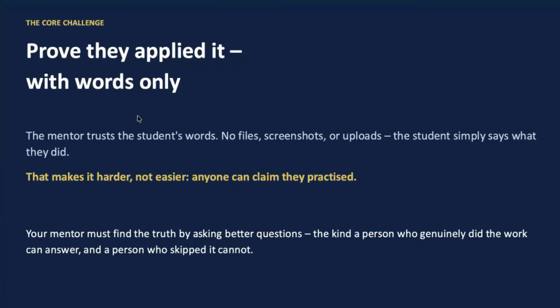Prove they applied it with words only. So we don't want any files again. No files, no screenshots, no uploads. We should only conduct a conversation, and based on this conversation, we need to understand if the user understood the lesson or not.